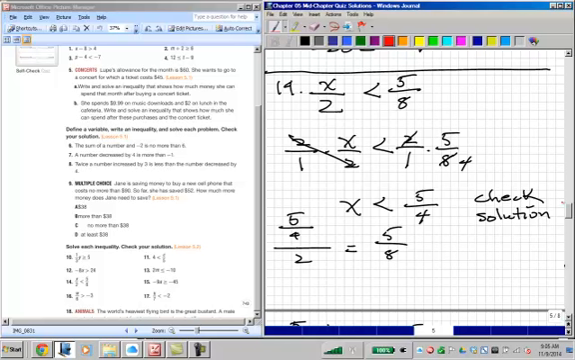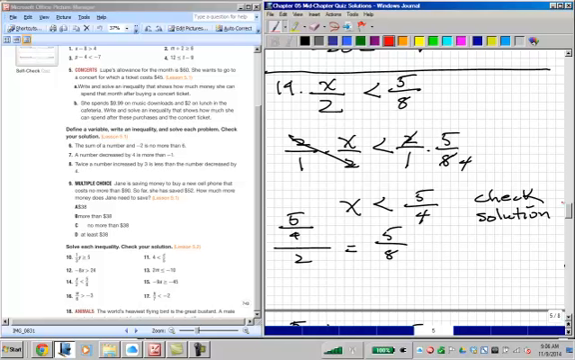X over 2 is less than 5 over 8. I multiply both sides. What did I do here? I multiply both sides by 2, to get rid of the denominator. So x is less than 5/4.